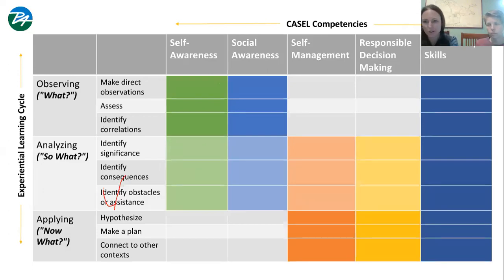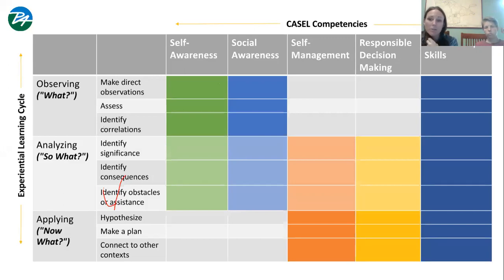Let me explain why I think this is so important. This is a little bit of a complicated graph, but I'll walk you through it. On the left-hand side, in the very far left column, are our three phases of the reflection part of the experiential learning cycle. Experience has taken place, and now we're going through what, so what, and now what. And that second column is breaking down what we mean by those things.